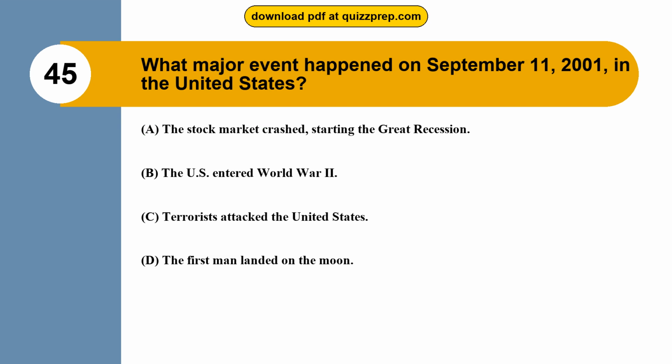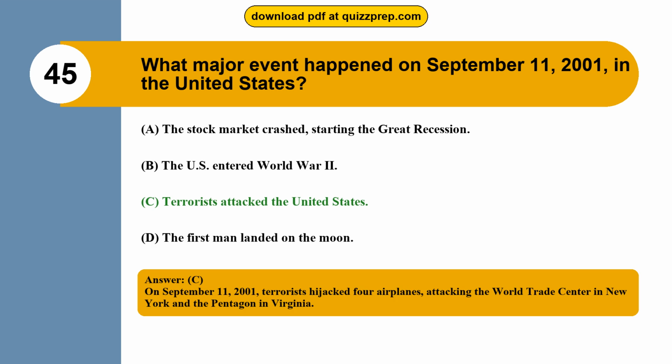Question 45. What major event happened on September 11, 2001, in the United States? Option A. The stock market crashed, starting the Great Recession. Option B. The U.S. entered World War II. Option C. Terrorists attacked the United States. Option D. The first man landed on the moon. The correct answer is option C. Terrorists attacked the United States. On September 11, 2001, terrorists hijacked 4 airplanes, attacking the World Trade Center in New York and the Pentagon in Virginia.